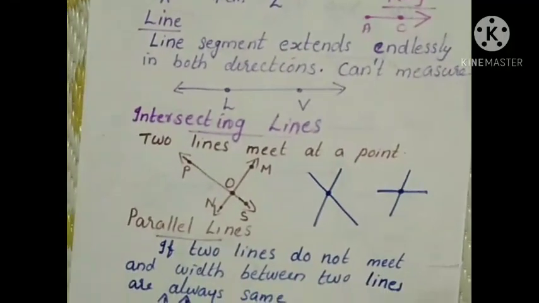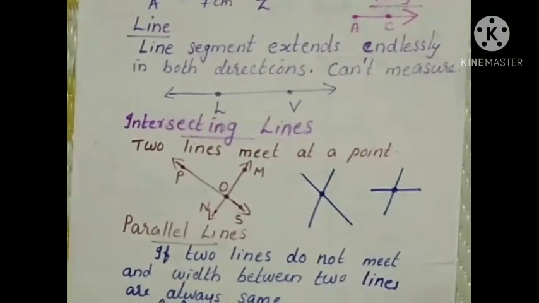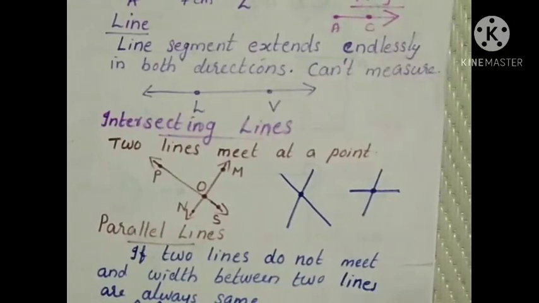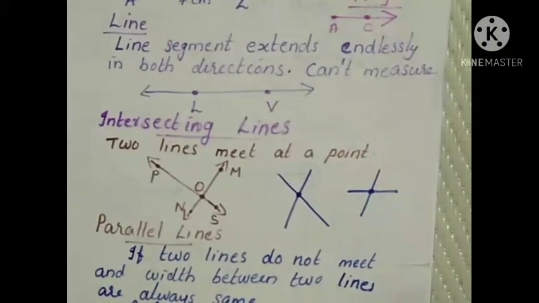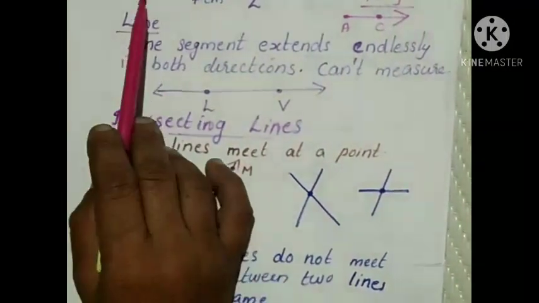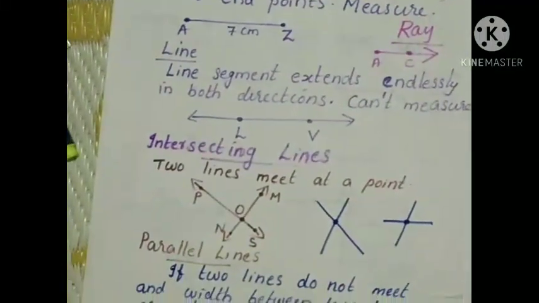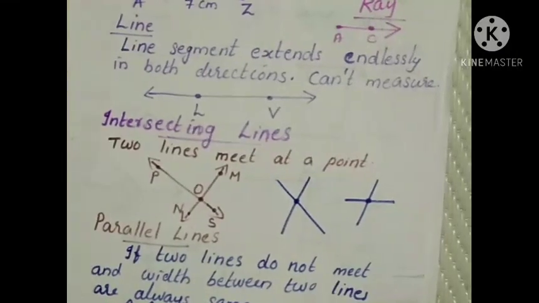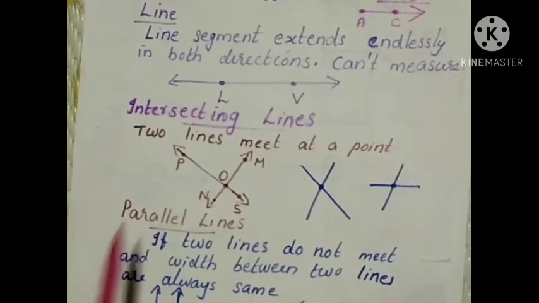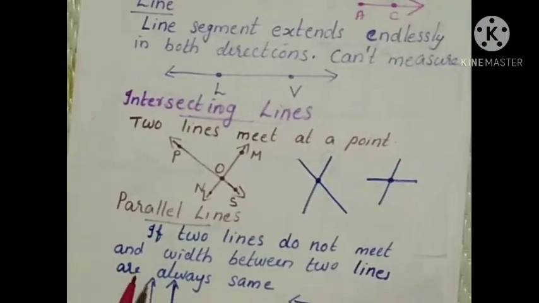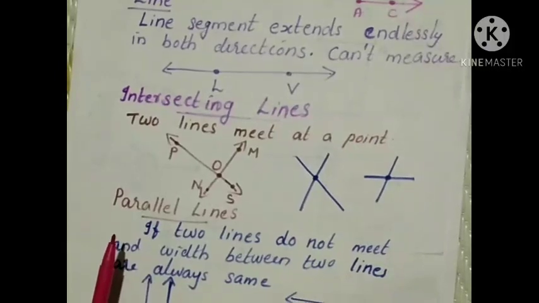Now line. Line segment extends endlessly in both directions. We will get a line. Okay, this is a line segment. If a line segment is extended endlessly in both directions, that is a line. We don't know which is the starting point and end point. Therefore, we can't measure a line.